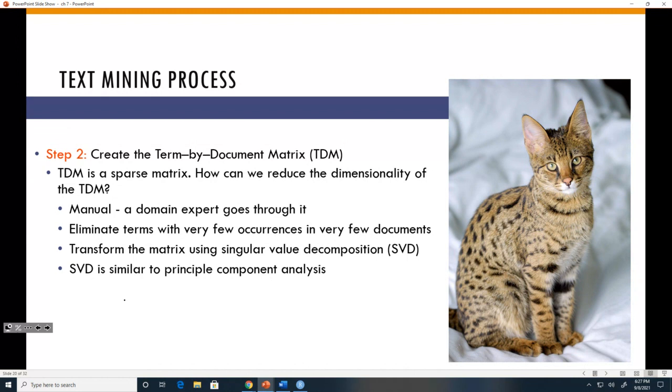Anyways, we can also eliminate the terms with very few occurrences in very few documents, as they are unlikely to yield new discoveries. Another option is to use more automated techniques like singular value decomposition.